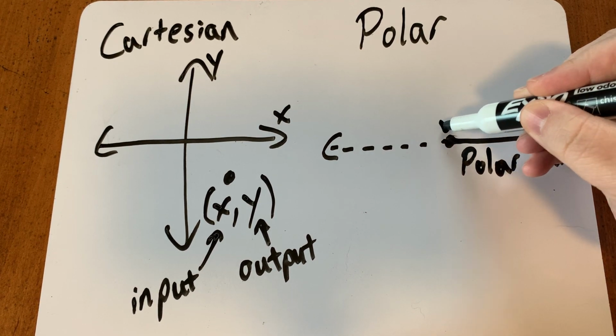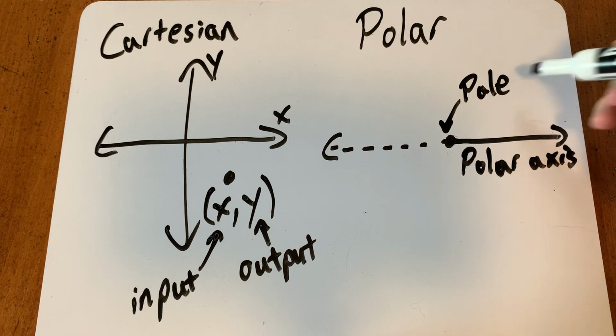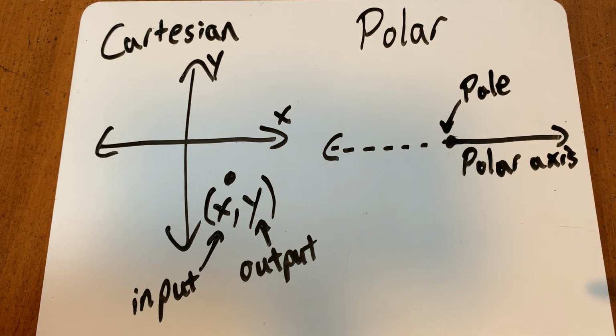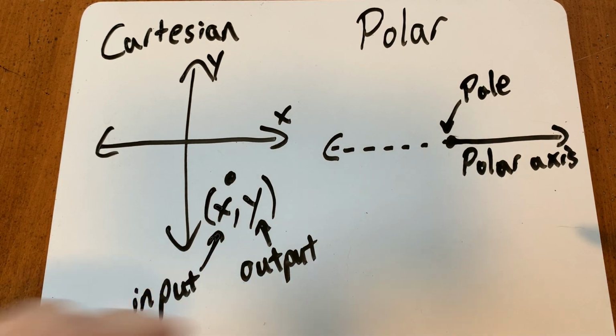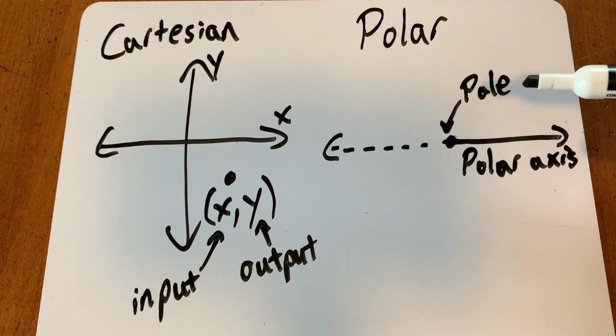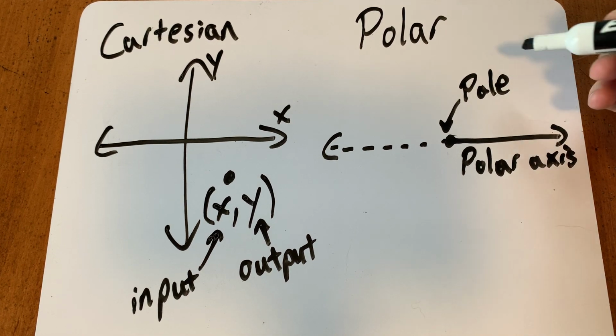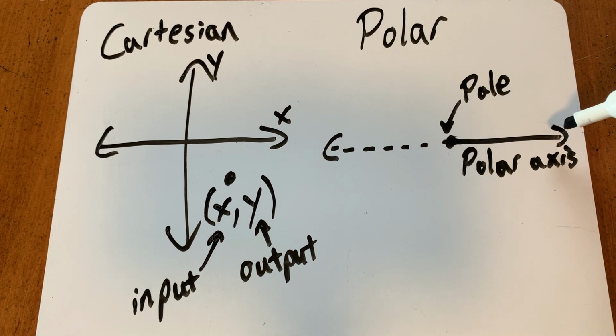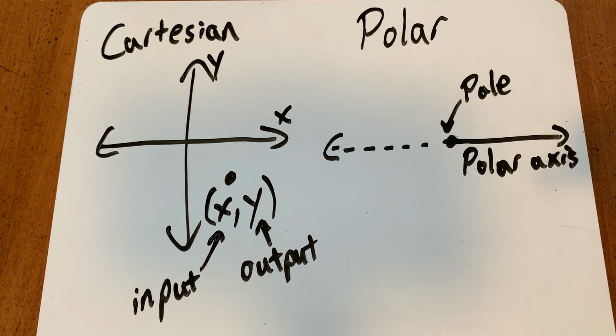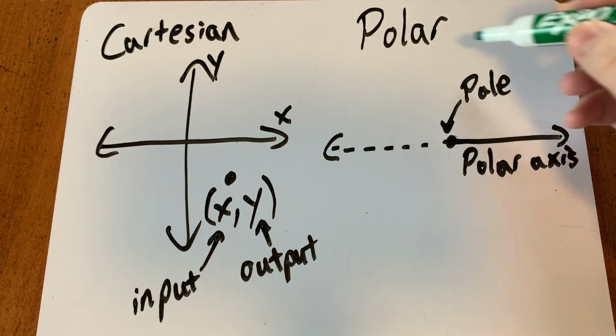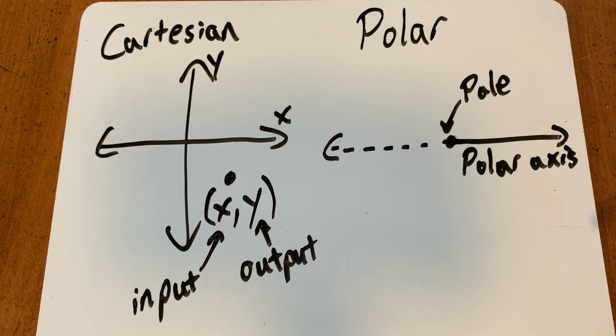And this point here is the pole. So where the axes meet in the Cartesian system, that's the origin. Where we start, our center of everything, is the pole for the polar axis. So we have the pole, we have the polar axis. It is the horizontal ray going to the right of the pole. Instead of working with horizontal and vertical locations, though, the polar axis is dealing with rotations.